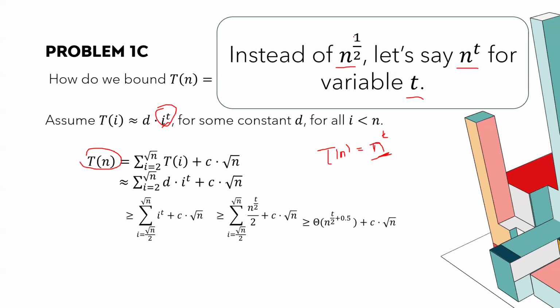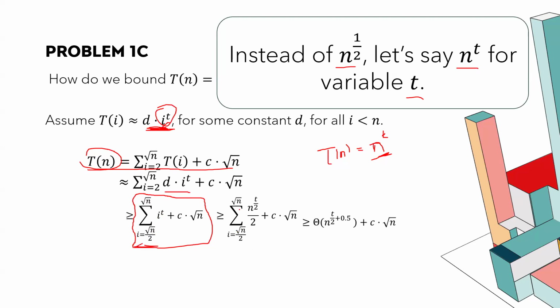Okay. So instead of square root n, I'm going to guess n to the t. So I'm going to update my inductive hypothesis to say d times i to the t. Let's look at what happens. We write our T(n) using the definition of the recurrence. We use our inductive hypothesis again. Nothing special here, d times i to the t, same as before. Now we're going to again lop off the first half of the summation. No new tricks here, well, not yet at least. So throw away the first half of the summation.